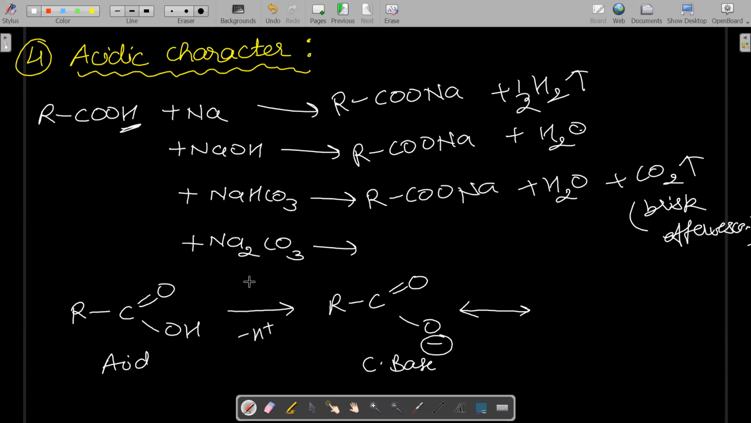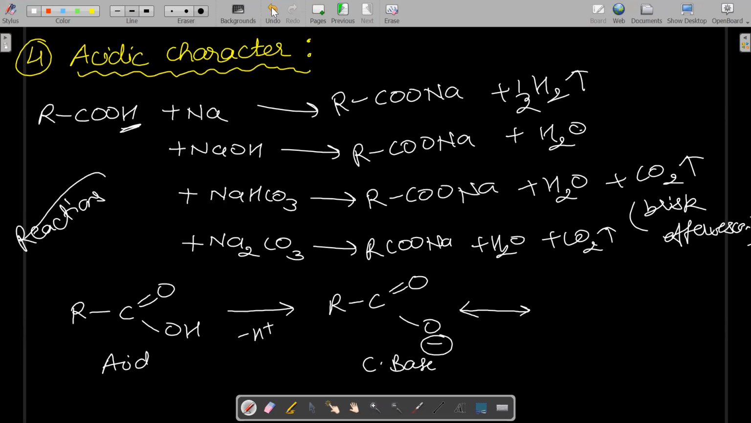You can also have the same reaction with sodium carbonate. Sodium bicarbonate and sodium carbonate both give the same reaction. Here also the same reaction happens, this one. Okay. So these are the chemical reactions by which we can prove that carboxylic acid is acidic in nature. Now, theoretically, we will study the reason why carboxylic acids are acidic in nature, and the acidic character order also we will discuss.